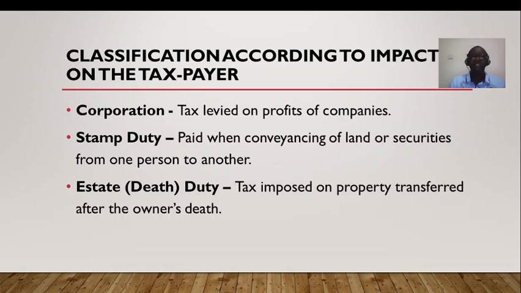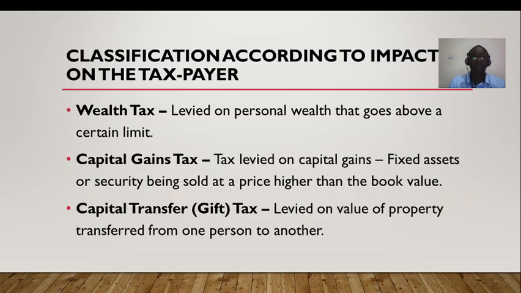Corporation tax. This is tax levied on profits of companies. Stamp duty. It is paid when conveying lands or securities from one person to another. Estate or death duty. It is tax imposed on properties transferred after the owner's death. Also, we have wealth tax. This is tax levied on personal wealth that goes above a certain limit.